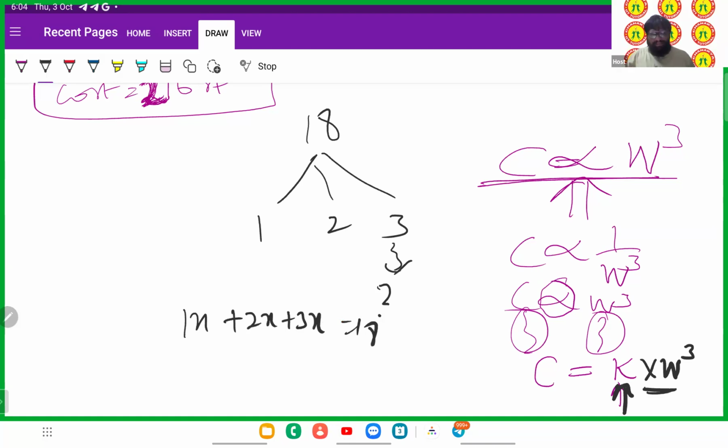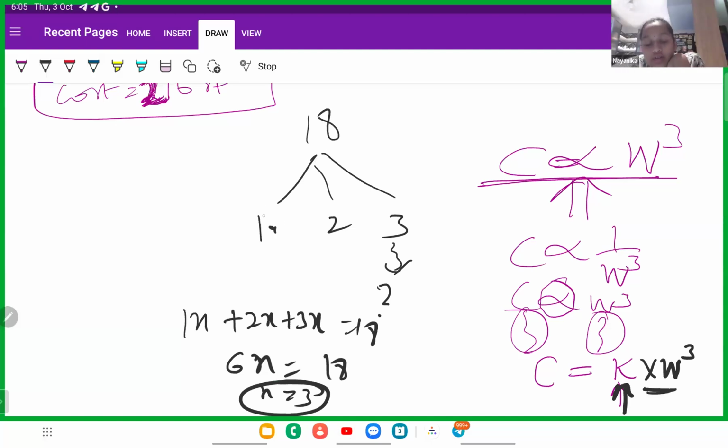Everyone knows this example. I am teaching why I am taking some variable here. Here, how much am I getting? 6x is equal to 18, x is equal to 3. What is this x equal to 3? This is a relation between a variable and a ratio.